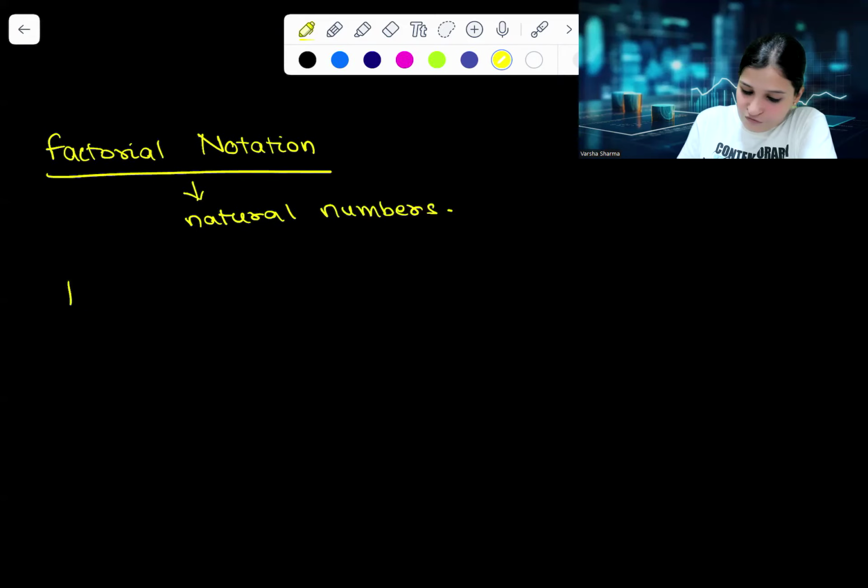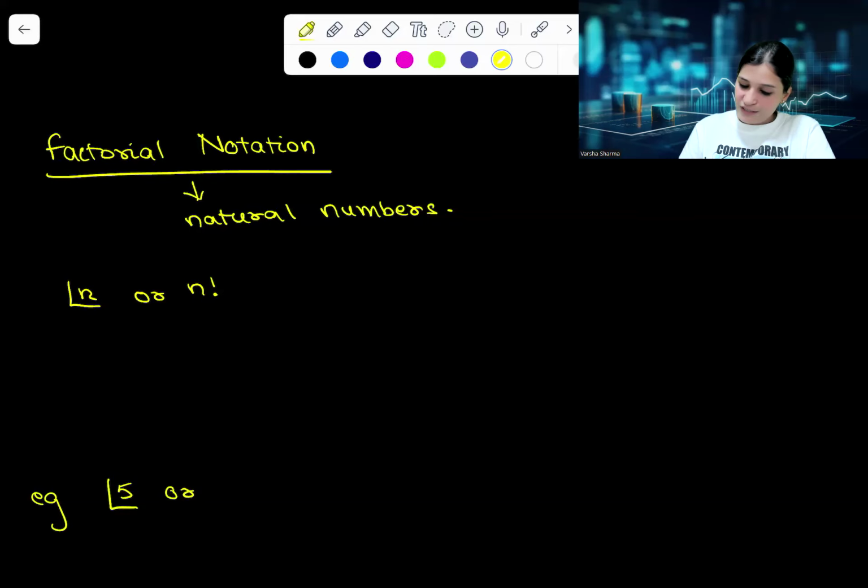So the symbol is factorial n. This is how we write it, or we can also use an exclamation mark. What does this do? Let me first explain with the help of an example. Factorial 5. This means that from 5, if 5 is a natural number, keep on reducing the numbers till you get 1. So basically I want to multiply all natural numbers from 5 till 1.